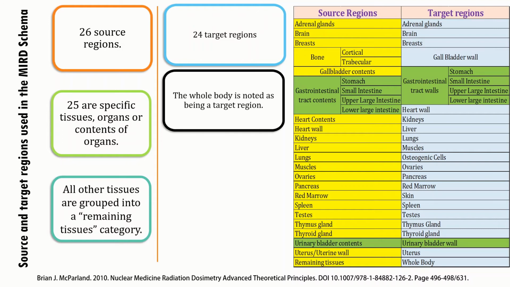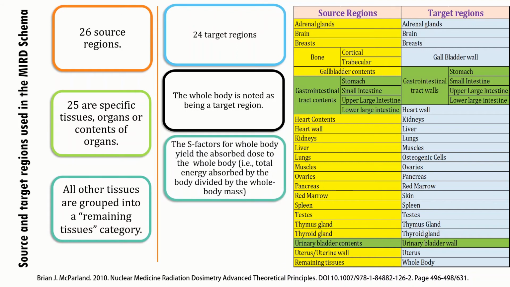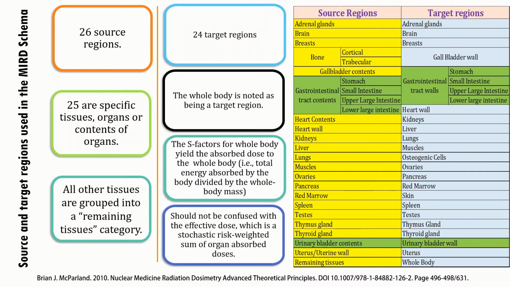In the target regions of 24, the whole body is noted as being a target region, and the S factor for the whole body yields the absorbed dose to the whole body, that is total energy absorbed by the body divided by whole body mass, and it should not be confused with the effective dose, which is a stochastic risk weighted sum of organ absorbed doses. So let's see the source regions and the target regions.